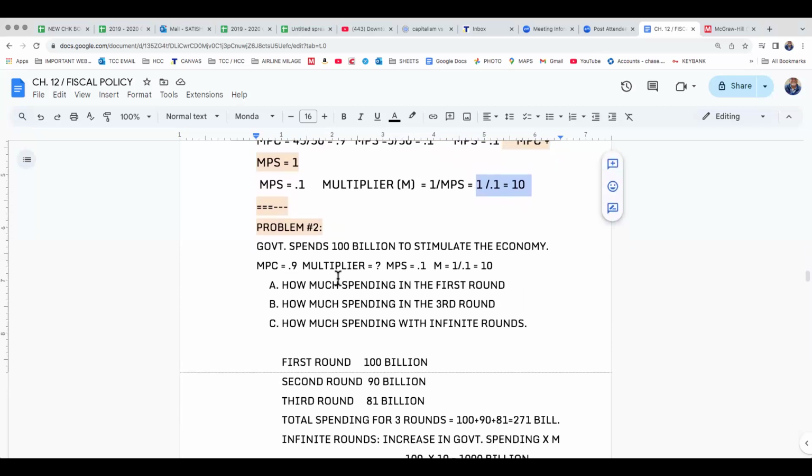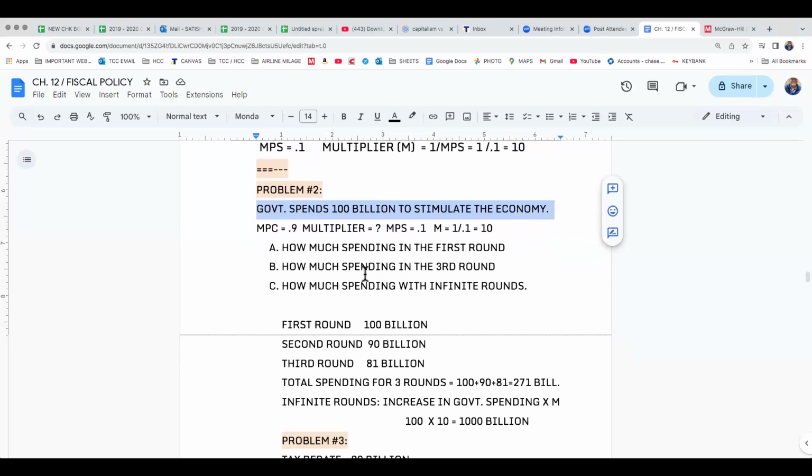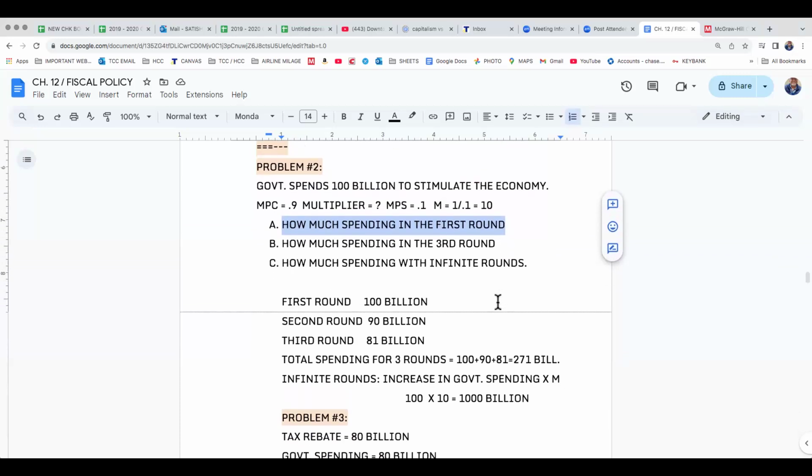Problem number 2. Government spends $100 billion to stimulate the economy. We are given that MPC is 0.9. What is the multiplier? Remember, first we have to figure out MPS, which is 0.1, and the multiplier is 10. How much spending in the first round? When government spends $100 billion, they create $100 billion worth of income. In the second round, when people get this $100 billion, Boeing employees, let's say, only spend 90%. So the second round of spending is 90 billion. And the third round is 90% of that, 81 billion.